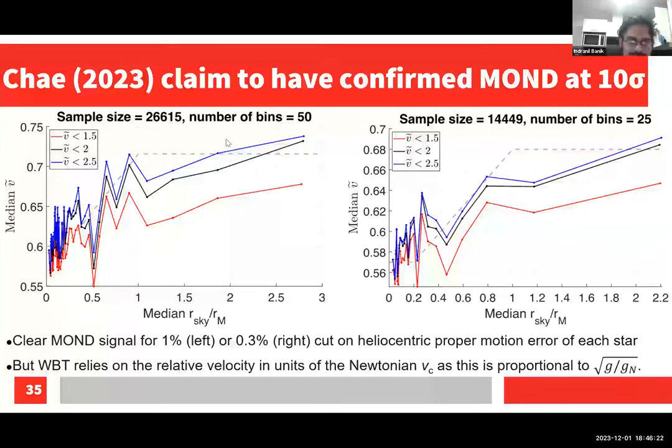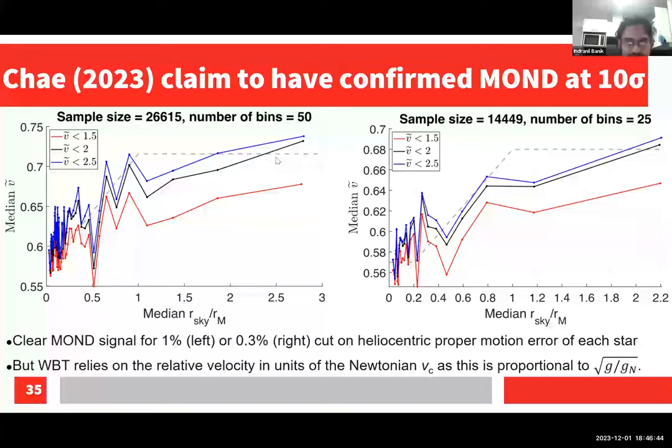We've got an error of 1% and we've got an error of 0.3%. In both cases, you see a MOND signal, right? So it looks like the gray line. It doesn't look flat. In both cases, you can argue that it looks very much like MOND. So this hopefully just illustrates how easily observers can be fooled by an underlying Newtonian data set into thinking it's MOND, right?